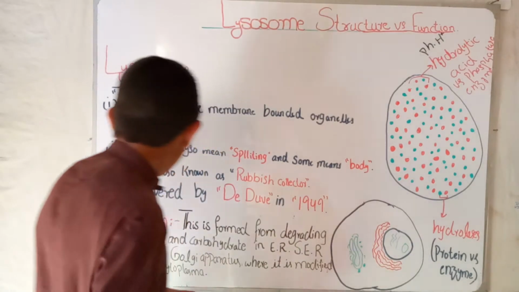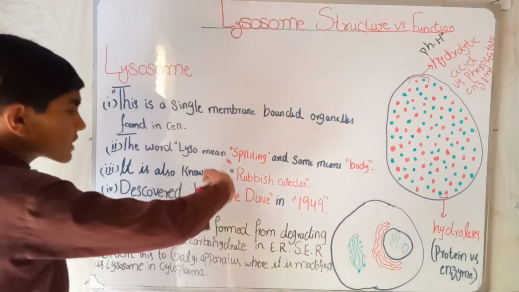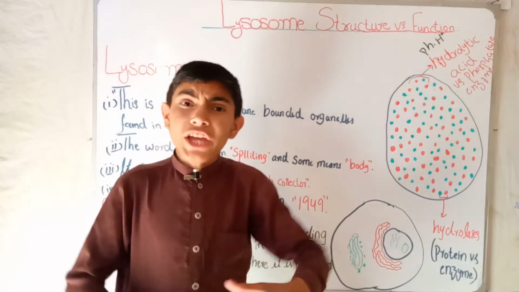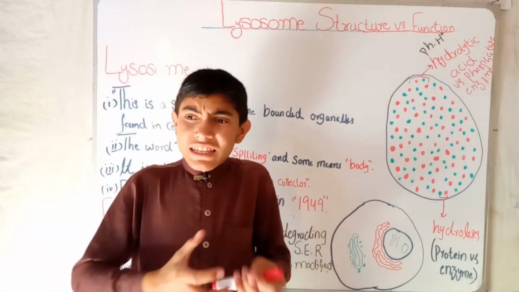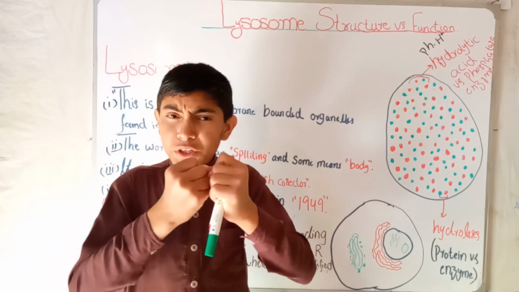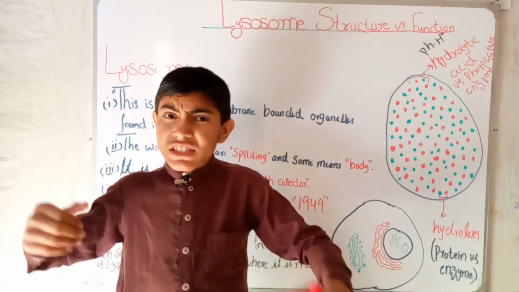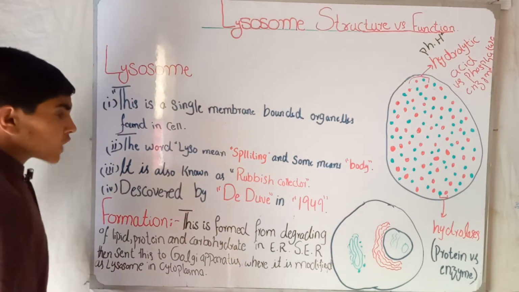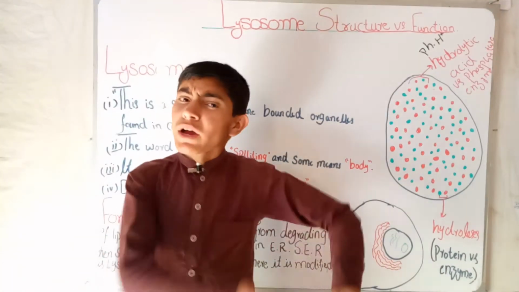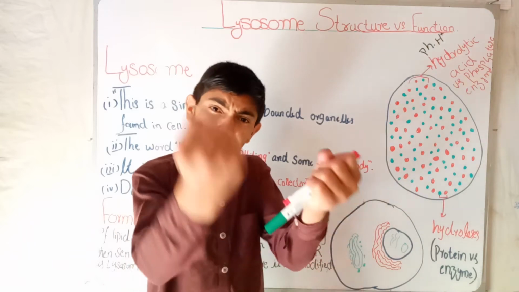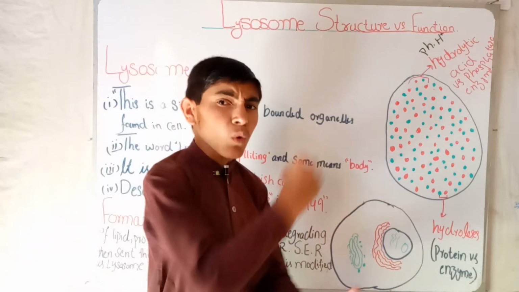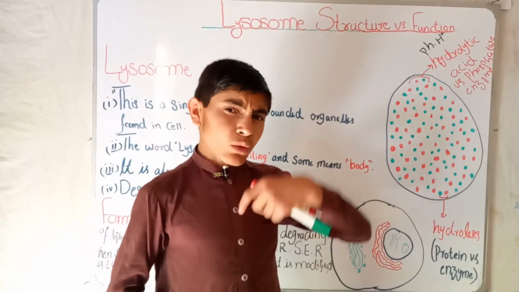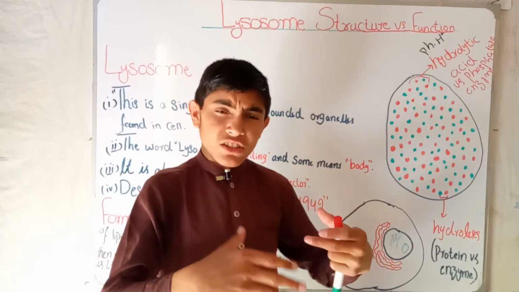Okay, next, the word lysosome means splitting and soma means body. So actually its work is to split the food and then excrete it. It is also known as a rubbish collector. I mentioned that it collects all the expired things from all over the cell and then digests these and converts them into digestible things.